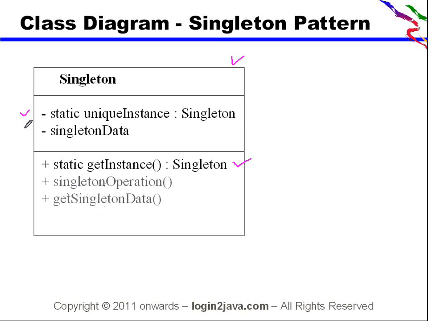So the required things are, even singleton data is also not that important, but two things that you should have are a static instance and a getInstance method. But normally you have data within your singleton class.